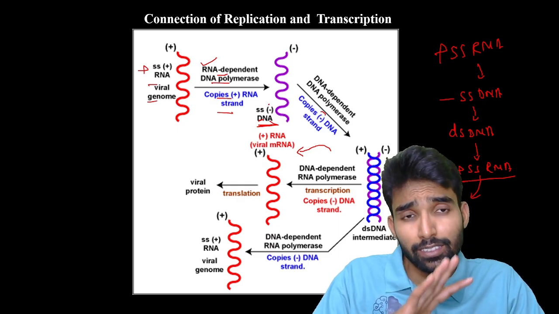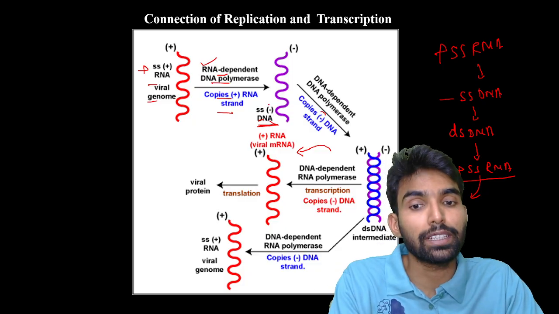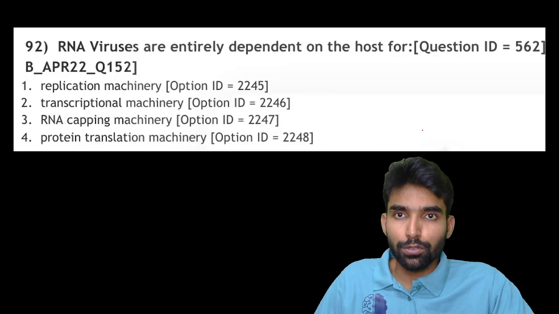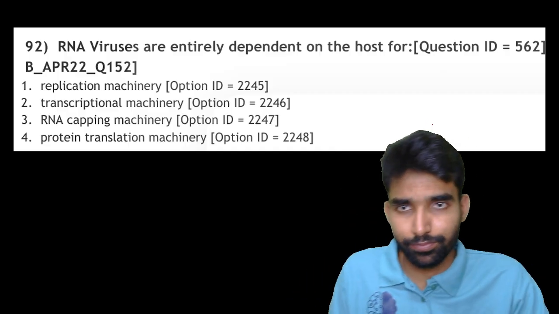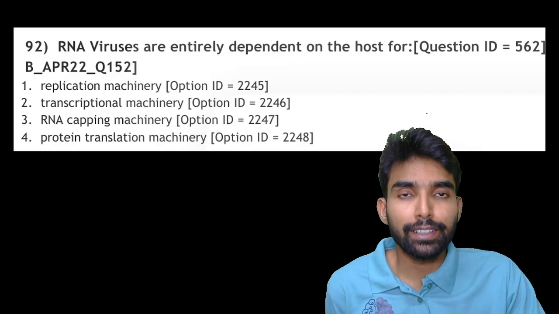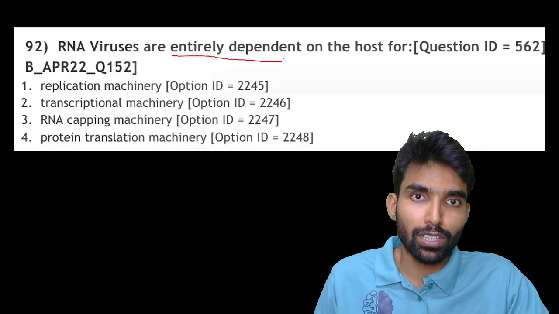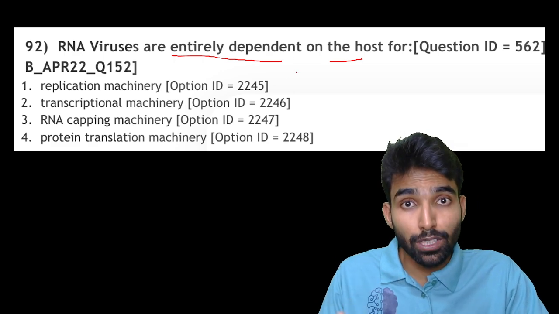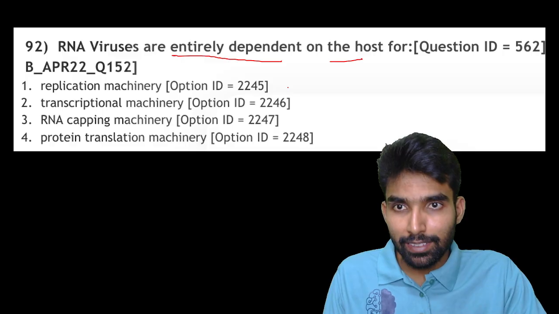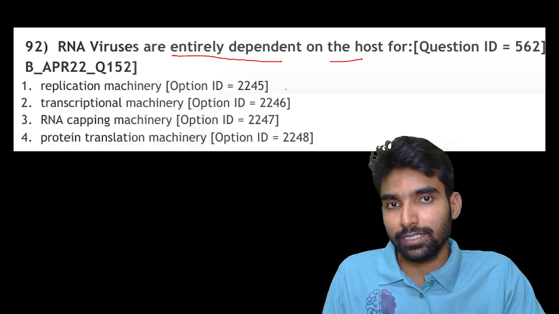Okay, that's all about the virus replication and transcription that you need to remember in terms of GAT-B exam. Now I have some questions for you that you can pause and answer. RNA viruses are entirely dependent on the host cell for which of the following processes? Replication machinery, transcription machinery, RNA capping machinery, or protein translation machinery?